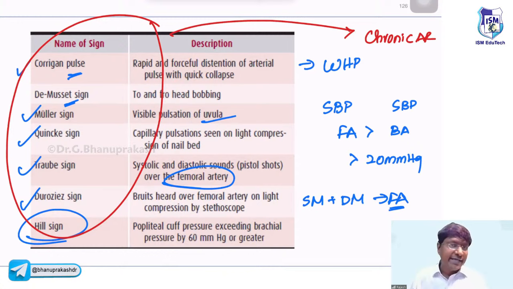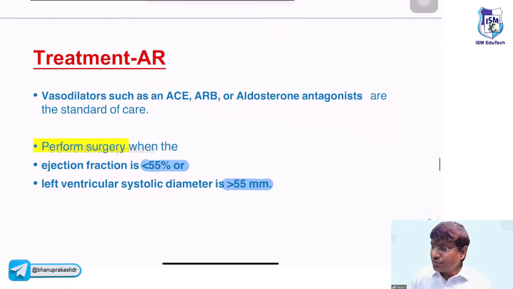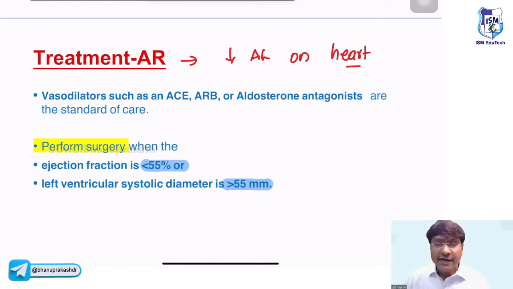And how will you diagnose AR? The first line investigation is always 2D echo or two-dimensional echocardiography. Then coming to the treatment. In patients with AR, you need to give the drugs which will reduce the afterload on the heart. That includes the ACE inhibitors or the angiotensin receptor blockers. The other drugs that can be given are aldosterone antagonists. And very important, beta blockers should be avoided.